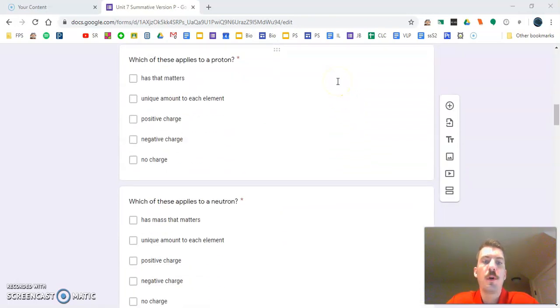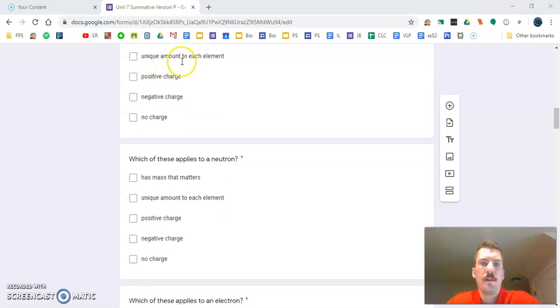Which of these applies to a proton? I awarded a lot of partial credit here because it was a little hard to get all the points, but let's go through each choice and just kind of discuss that. So applying to a proton. Number one, protons have mass. And that mass matters. When we talk about the mass of an atom, protons contribute to that mass.